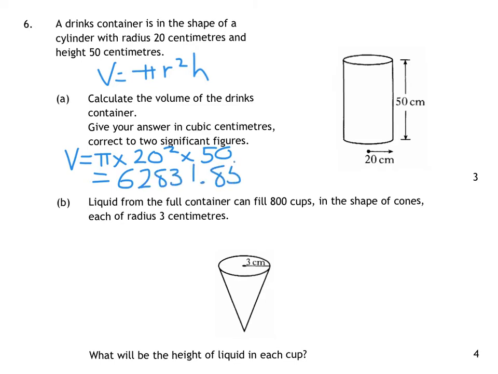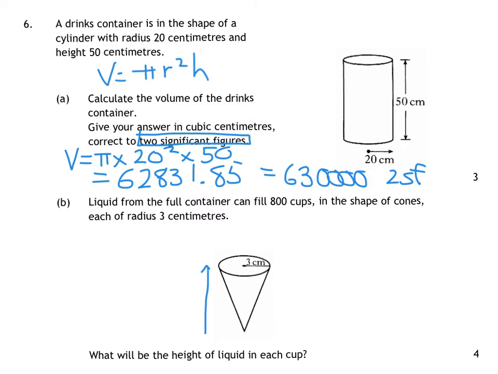Pi times 20 squared times 50 is 62831.85. Now they wanted it to 2 significant figures, so always watch out for that. So to 2 significant figures, the 8 is going to make that 2 go up, so it would be 63,000 to 2 significant figures. It then says liquid from this container can fill 800 cups in the shape of cones, each with a radius of 3. What will the height of the cup be?